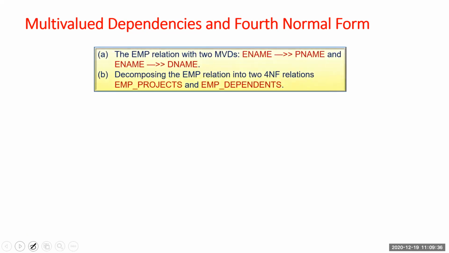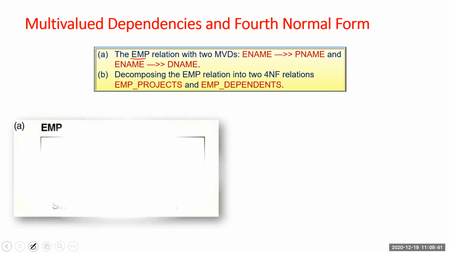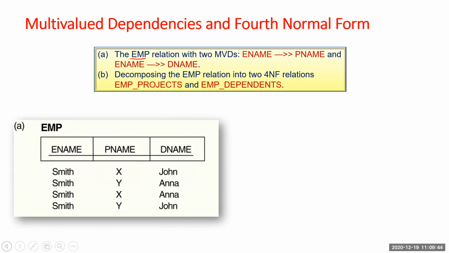Let's take an example. In the example, we have an emp relation with two MVDs. That is, E name multi-determines P name, and E name multi-determines D name. We will come across such tables. When we come across a table like the employee table, what are you actually seeing in it?